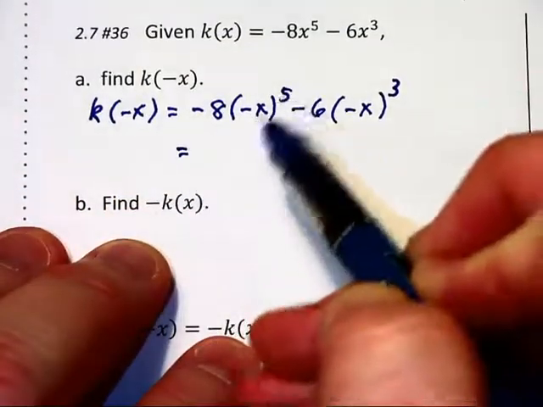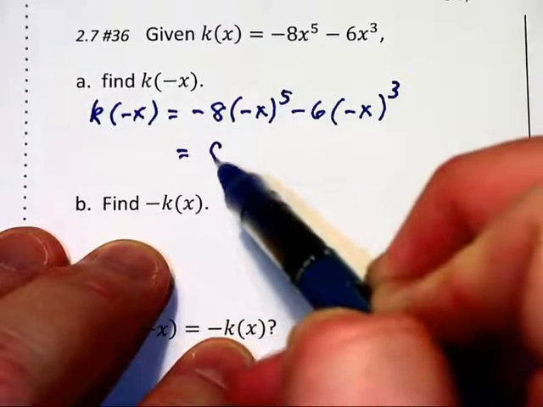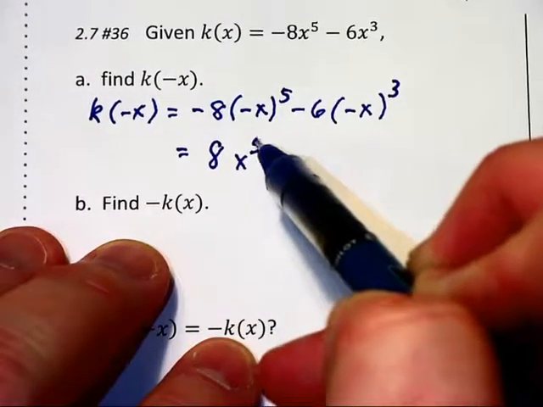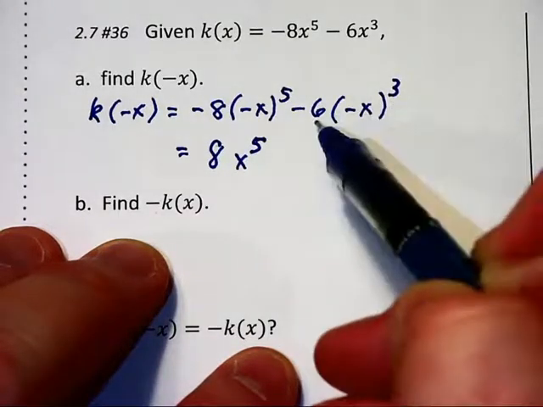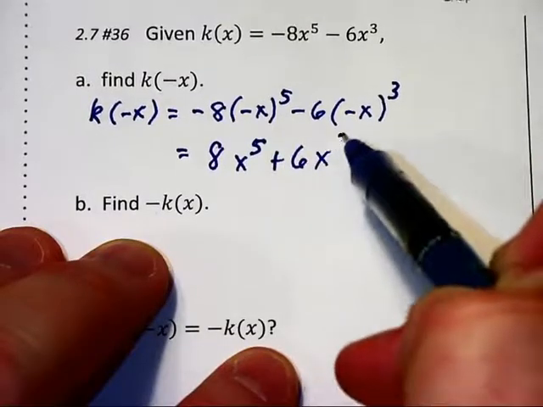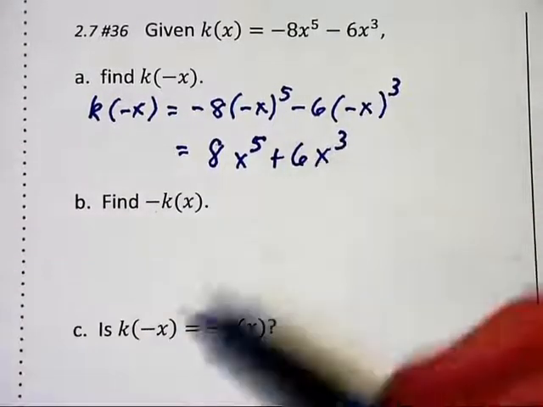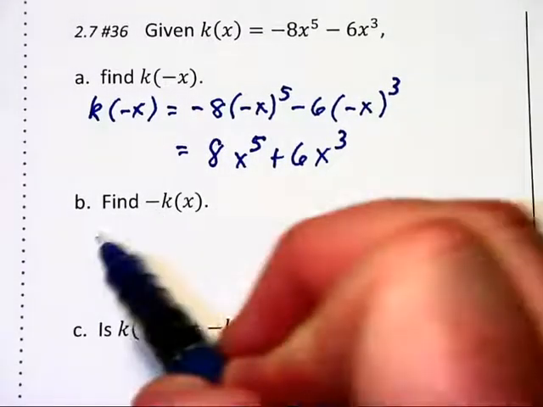A negative to an odd power is negative. Multiplied by the negative in front, that turns into a positive 8x to the 5th. Then we have a negative to the 3rd power, which is negative, times the negative 6 in front, making a positive 6x to the 3rd. Now let's do part B. Find negative k of x.